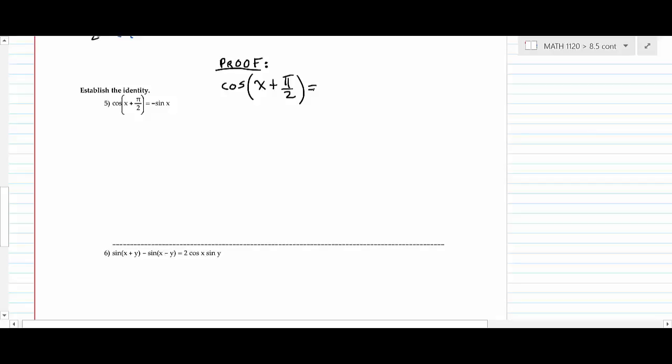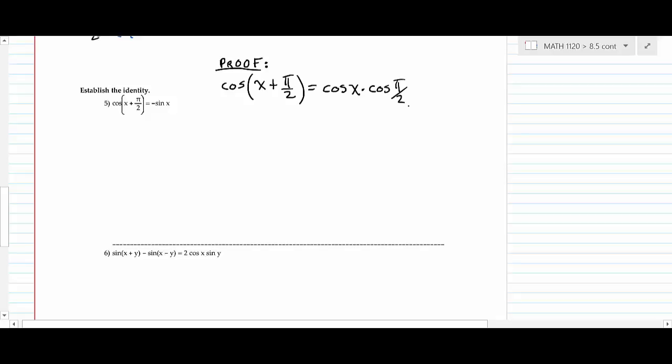And there's no guesswork on this proof. When you see the cosine of a sum of 2 angles, there's only one thing to do, and that's apply that identity. So we're going to use the cosine identity that goes cosine, cosine, sine, sine, different sign. So let's go ahead and write that down. Put it in the identity, and let's see what happens. So we would say cosine of x times cosine of pi over 2, like that.